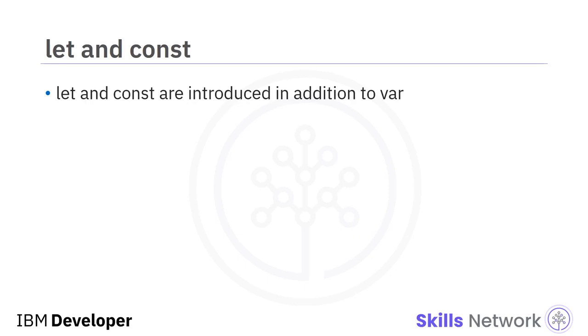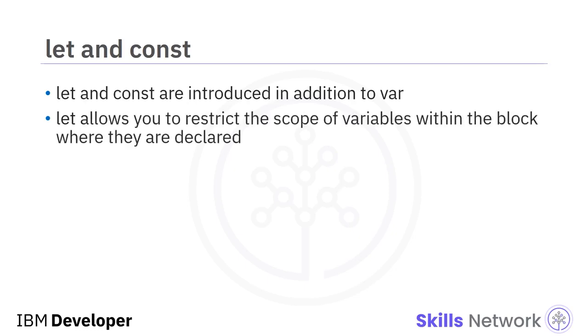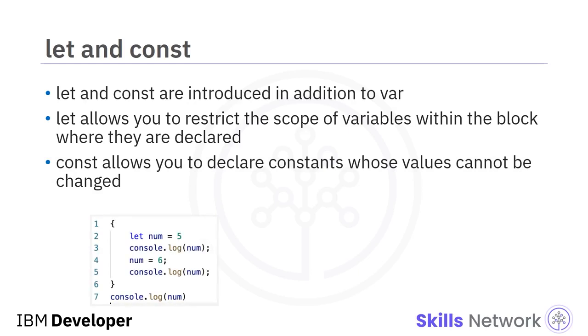In ES6, you use let and const in addition to var. Let allows you to restrict the scope of variables within the block where they were declared. This limited scope is called local scope. In this example, num has scope just within that block. Line 7 will throw an error as num is out of scope.